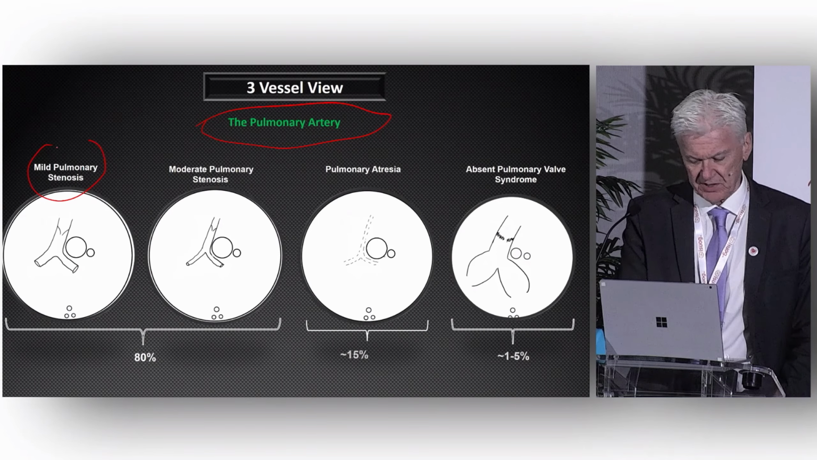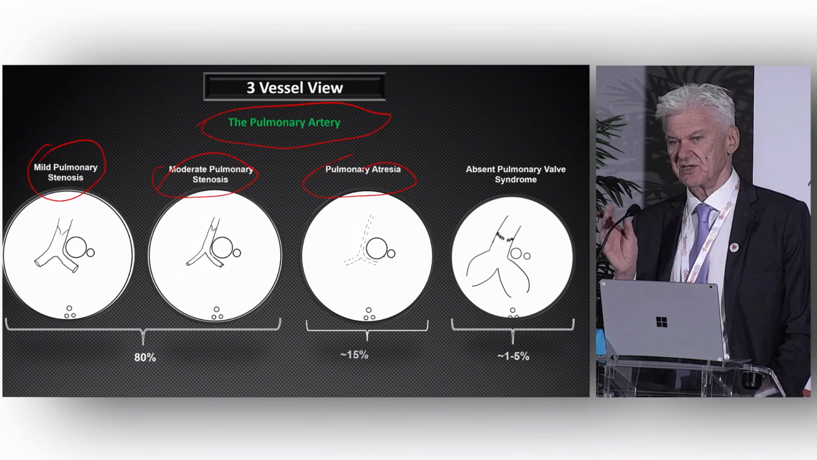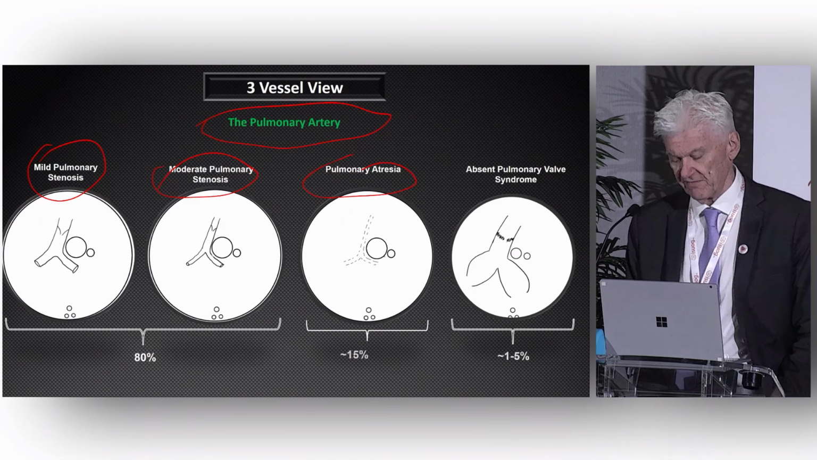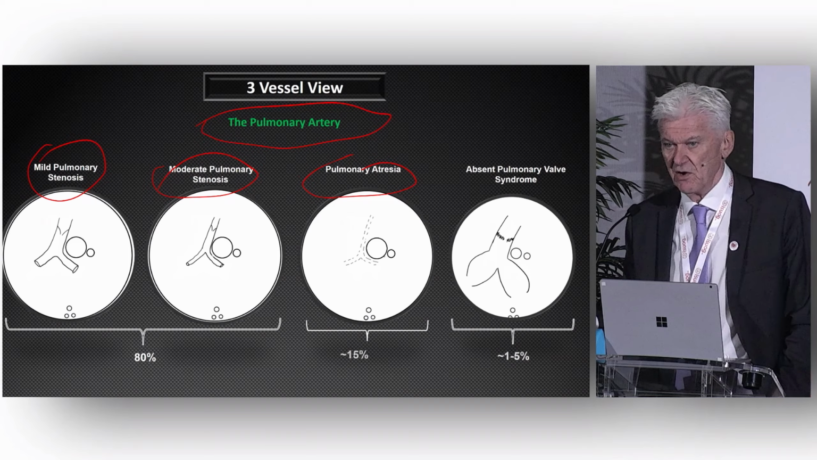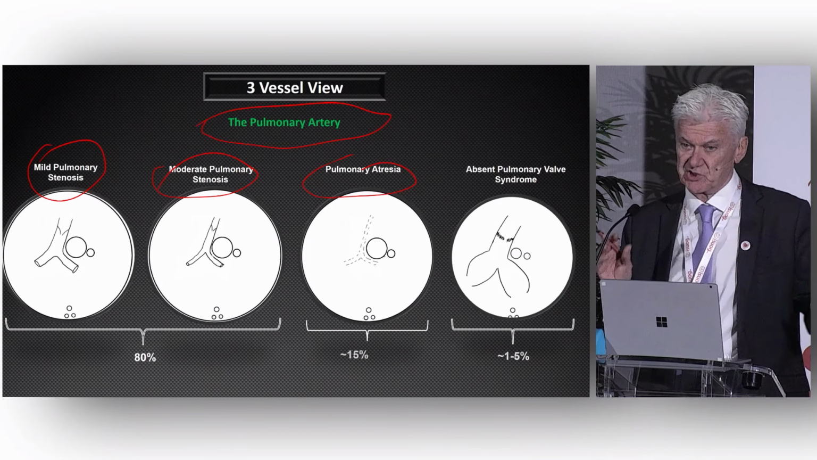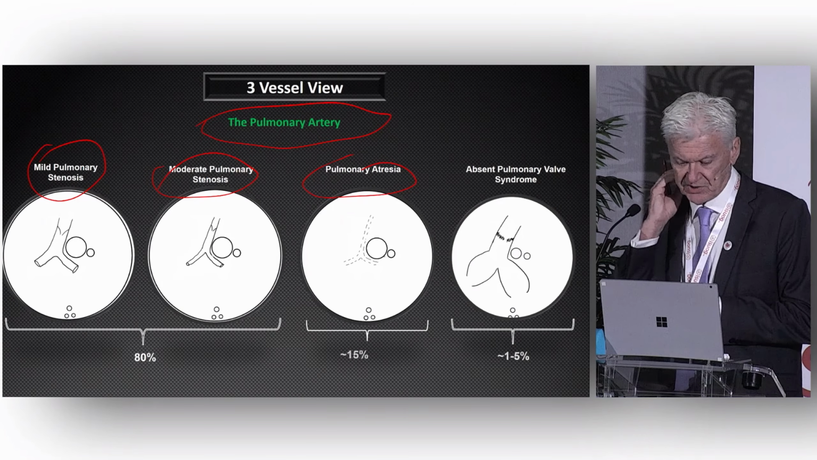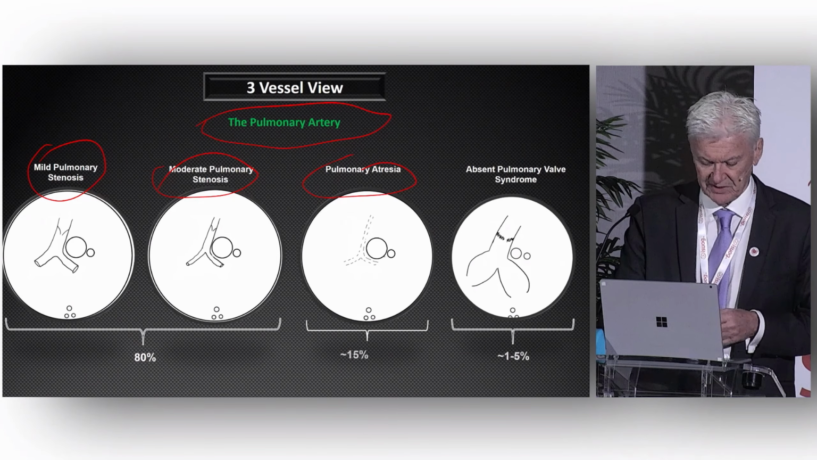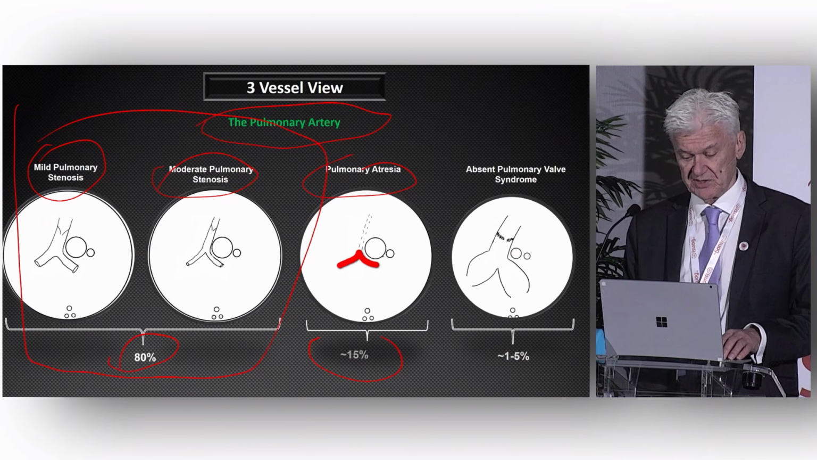You may have mild pulmonary stenosis, moderate pulmonary stenosis, or pulmonary atresia, which is defined as no flow across the pulmonary valve. That can either be because the pulmonary artery never developed in the first place, or the pulmonary artery is there but there's no flow across the valve. So one is a structural or infundibular obstruction, and the other is a functional pulmonary atresia. And then there's absent pulmonary valve syndrome. And these are the percentages. So most fetuses, thankfully, fall into this group, and they're the ones that we're most used to seeing.